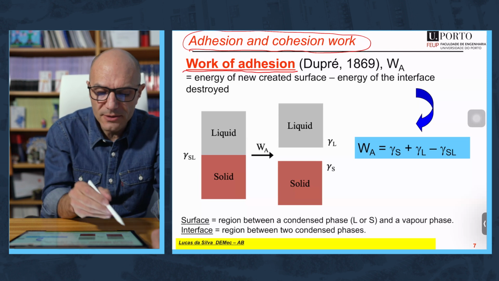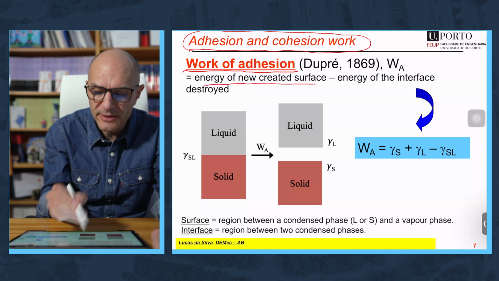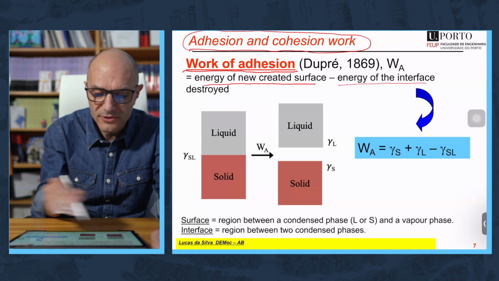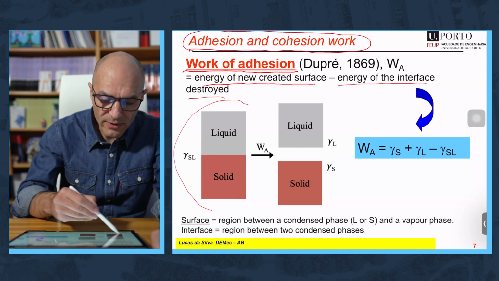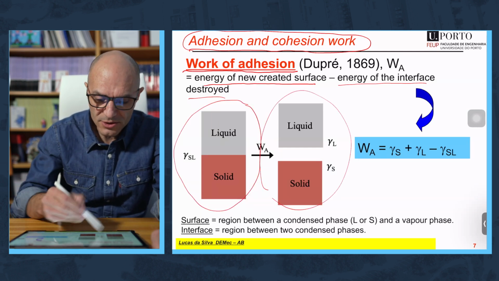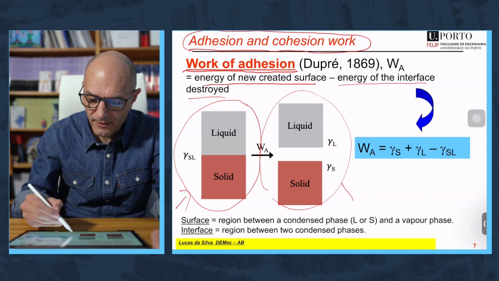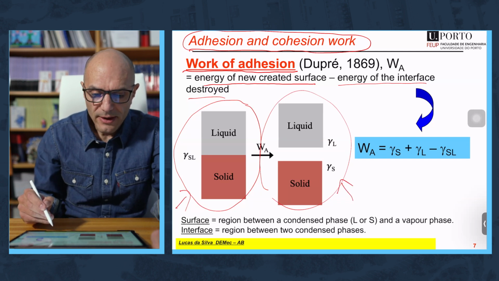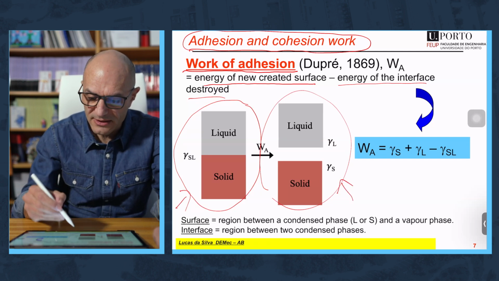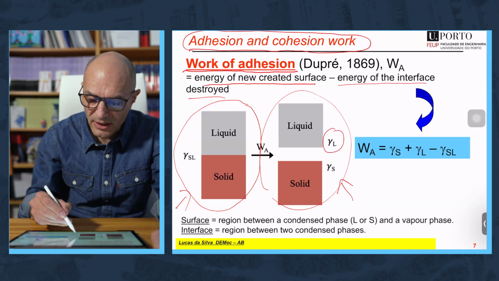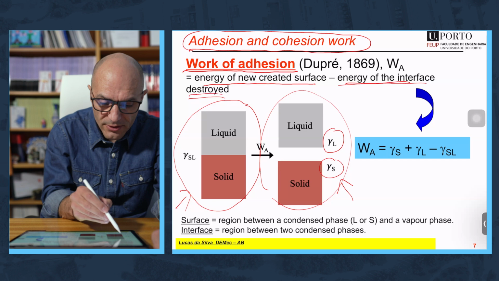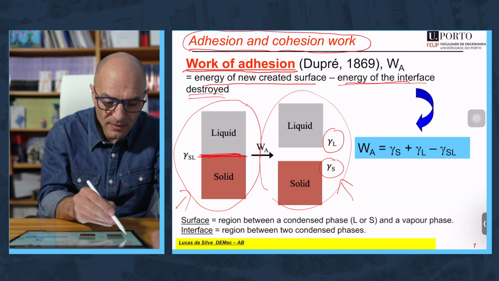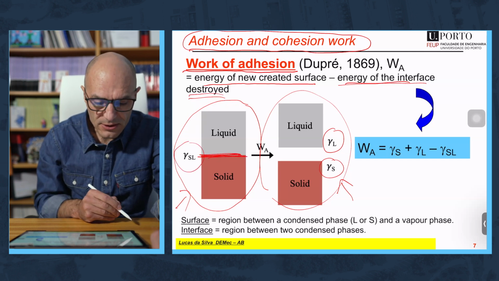Well, by definition, it's the energy of new created surface minus the energy of the interface destroyed. Schematically, we go from this situation, okay, to this situation. Here it's bonded, here it's separated. So the energy of new created surface is the surface energy of the liquid and the surface energy of the solid, and the energy of the interface destroyed is this energy, the energy of the interface solid liquid.